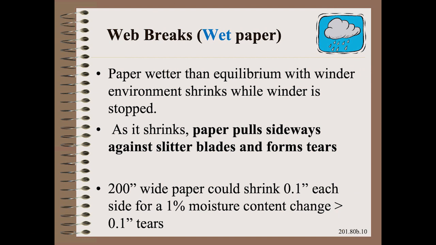Something totally different happens if the paper is wetter than equilibrium with the winder environment. Now when the winder stops, the paper shrinks, something like a millimeter or more on a wide machine. That causes the paper to tear on the outer slitter blades, and that may well cause a full web break once the winder attempts to restart.